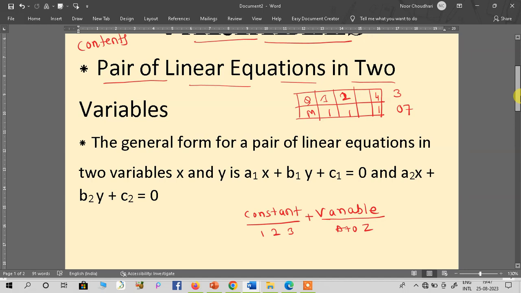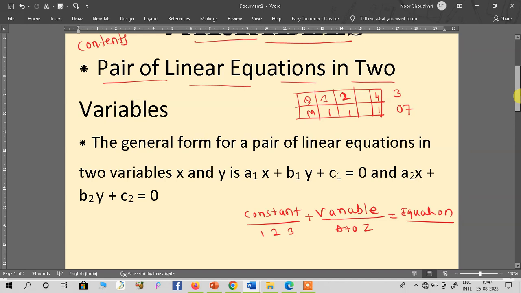When we combine constants and variables, we get an equation. Mathematical operations like plus, minus, multiply and divide are also given. The constant and variable combine, so we get one equation. I hope you understand what is meant by constants, variables, and equations.